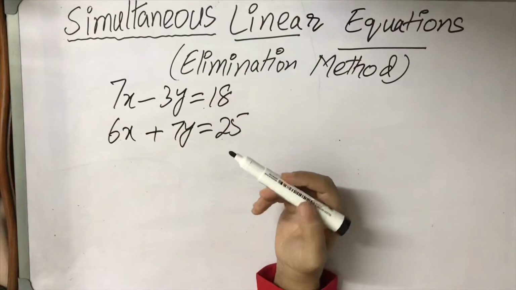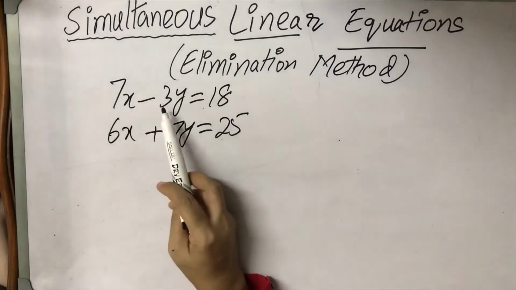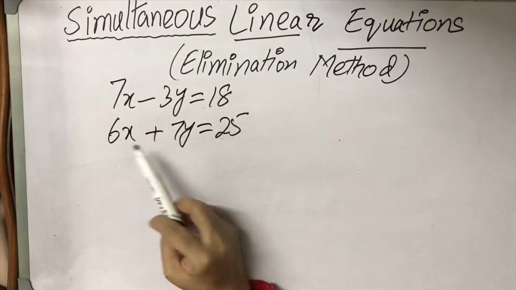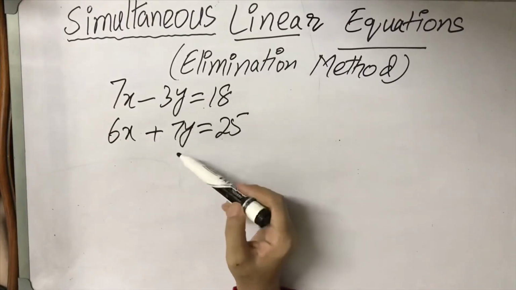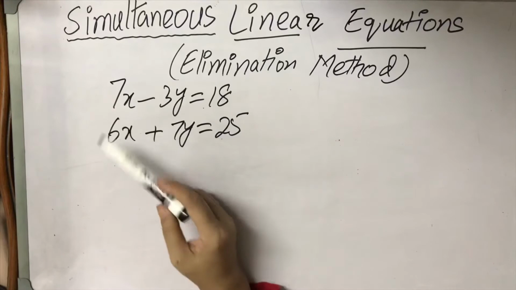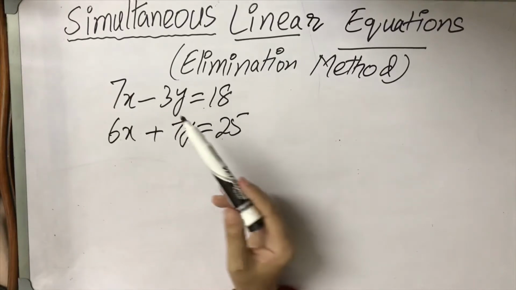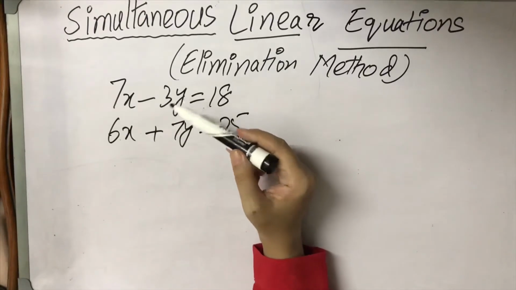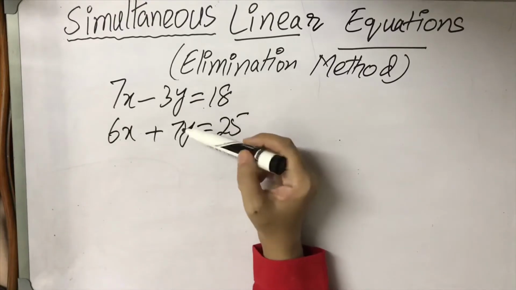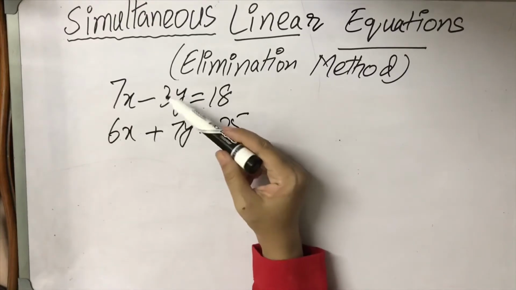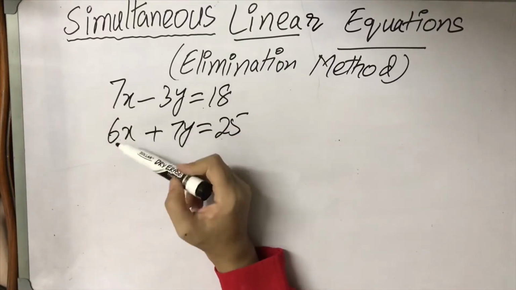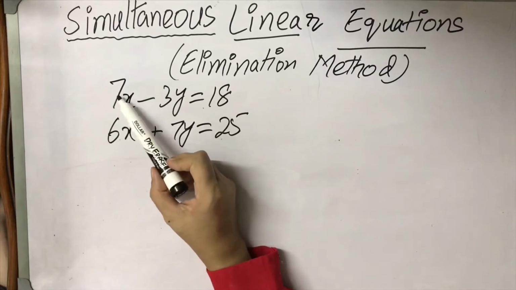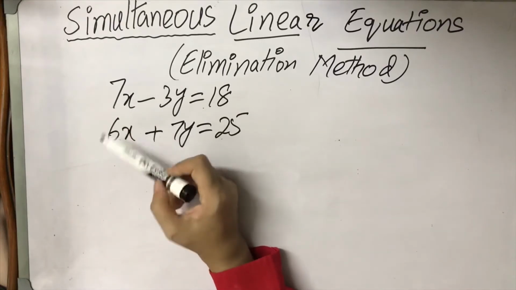Okay, the next question I have taken is 7x minus 3y equals 18, 6x plus 7y equals 25. You can observe both y's have different coefficients, both x's have different coefficients. We can make the coefficient of y the same, as 3 7s are and 7 3s are, that is the LCM of 3 and 7. Or we can make the coefficient of x the same, 7 multiplied by 6 and 6 multiplied by 7, that is 42.